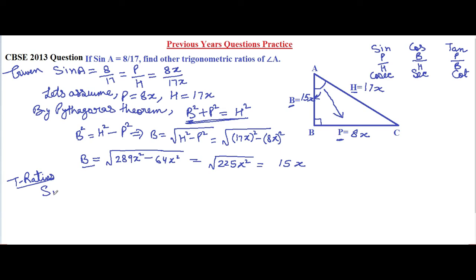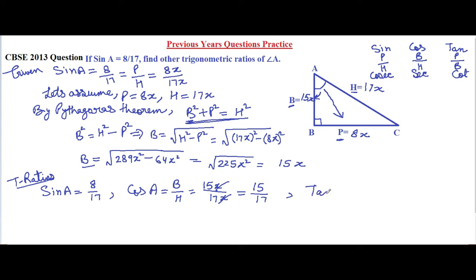See, we are already given sine A, which is 8 upon 17. And then cos A would be B upon H. B is 15, H is 17. So cos A would be B upon H, which is 15x upon 17x. X gets cancelled and it is 15 by 17.